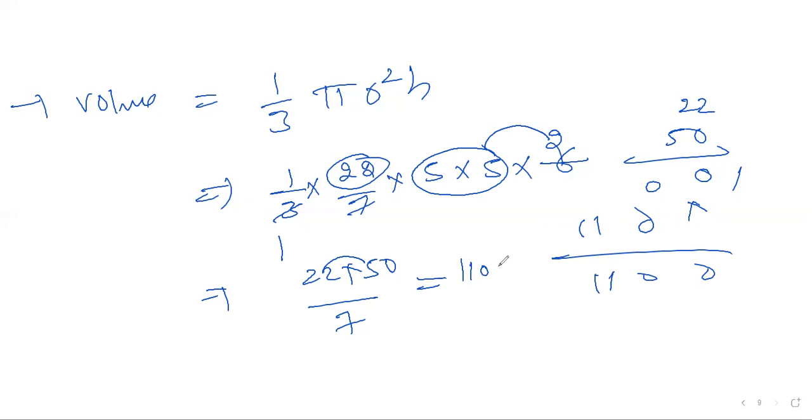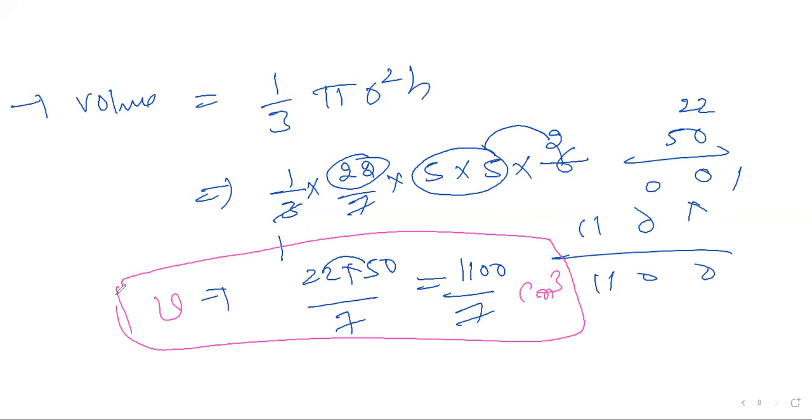So 1100 by 7. What is the units here? Volume units, what? Centimeter cube. So the volume of the cone is 1100 by 7 centimeter cube. This is clear. Now the cone is clear. Now what is the problem number? The previous one is 3 also. Now problem number 4.